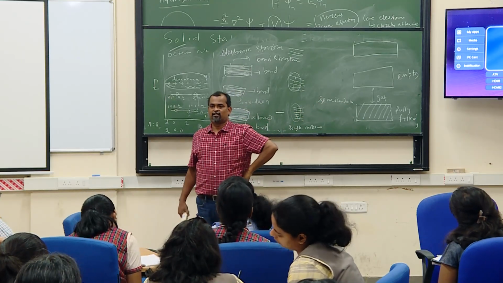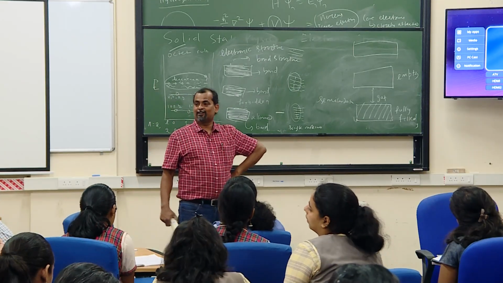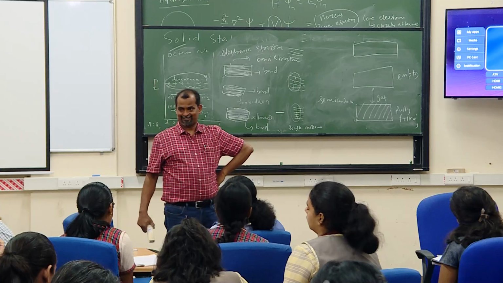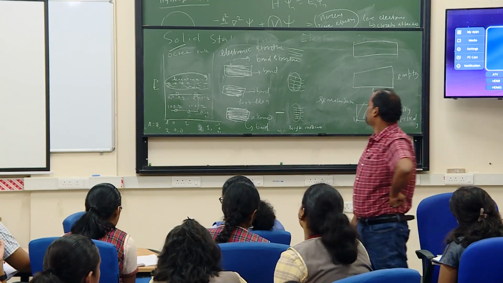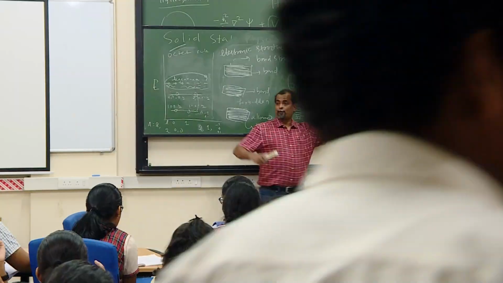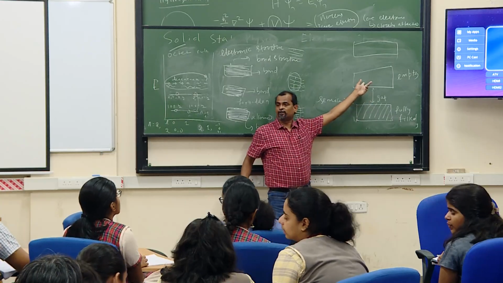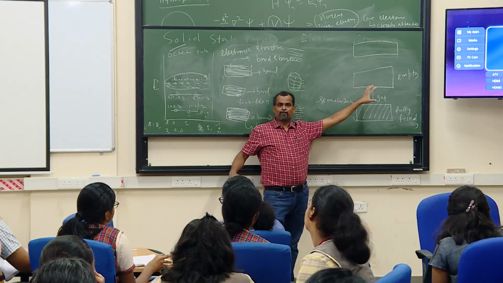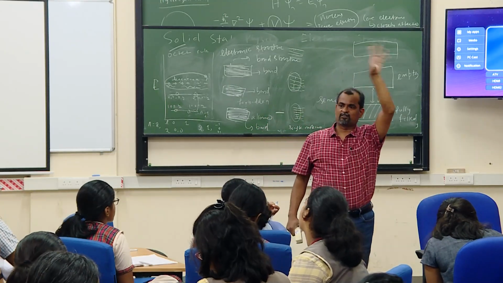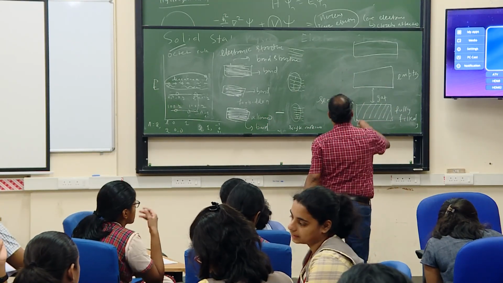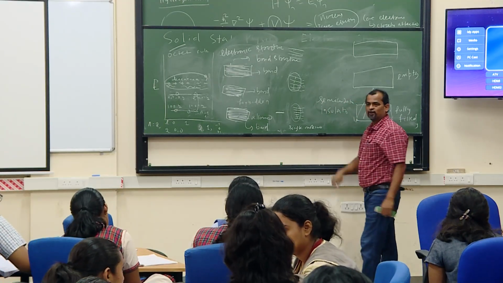What is the gap in silicon? 1.1. Germanium 0.7. Something like that. I may be incorrect, I'm just trying to guess. And if the gap is very large, like 3 electron volt, 4, 5, 6 electron volt, you cannot trigger the electron to jump from here to here, and you call them an insulator. There is no electron to move around.